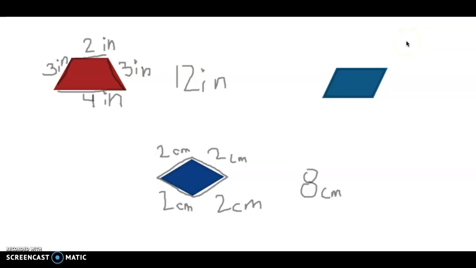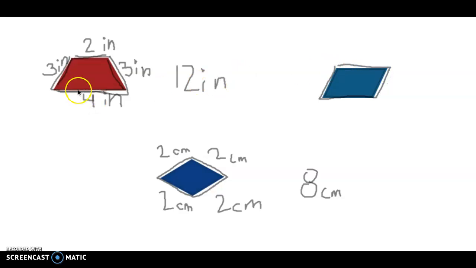What is the perimeter of my parallelogram? And you might be thinking, Miss Schmidt, what is the perimeter? Well, we have just been measuring the outside distance of our shape. So what do you think perimeter means? The perimeter means the distance around a shape. Perimeter is distance around a shape.